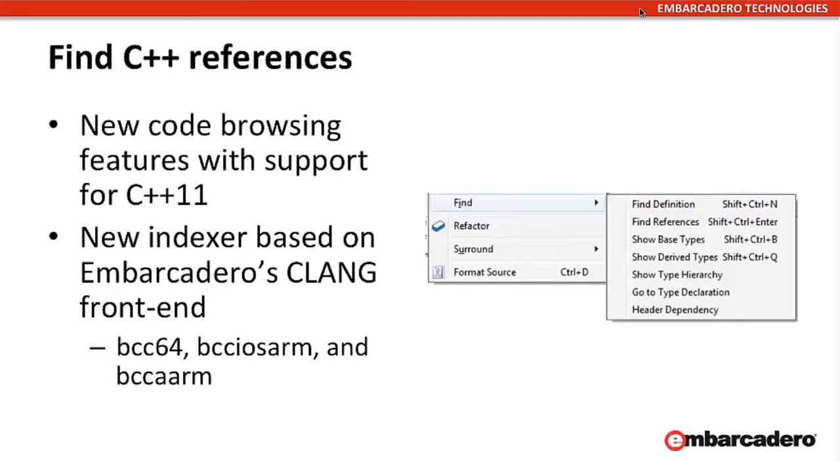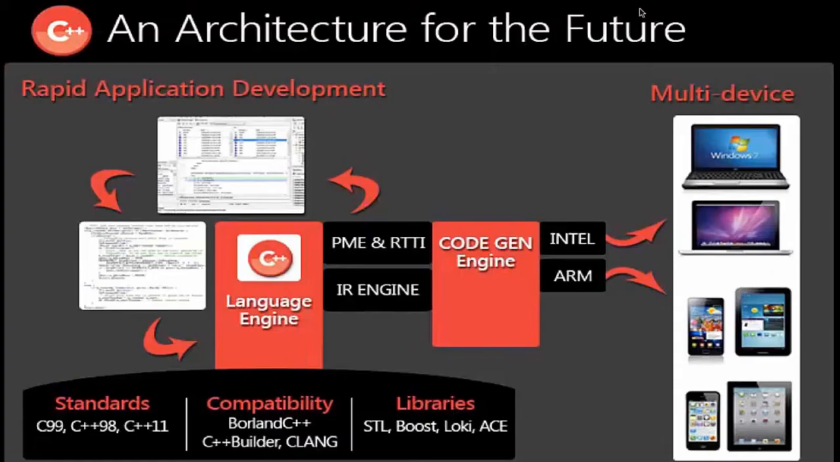And so this indexer basically indexes using that front end to deliver the features such as finding definitions, finding references, looking at hierarchy information, whether it's a base type or derived type or the whole hierarchy, jumping to a type declaration, and also analyzing any header dependencies. And as we know, as C and C++ developers, header dependencies are important to understand and to optimize as well.